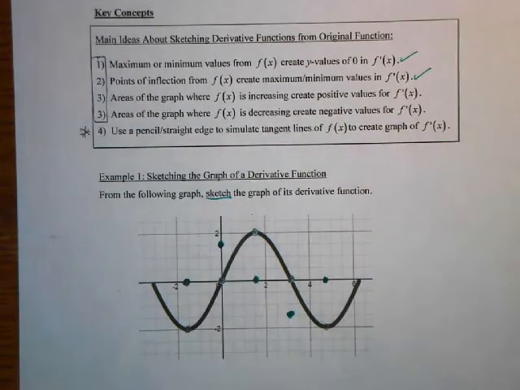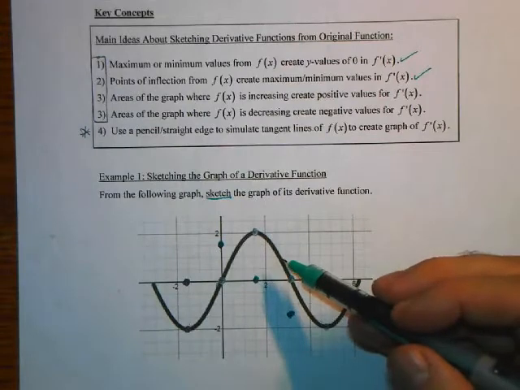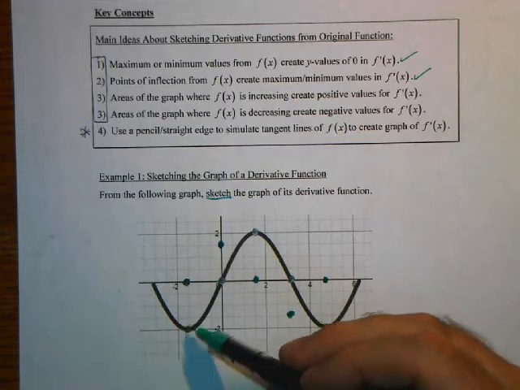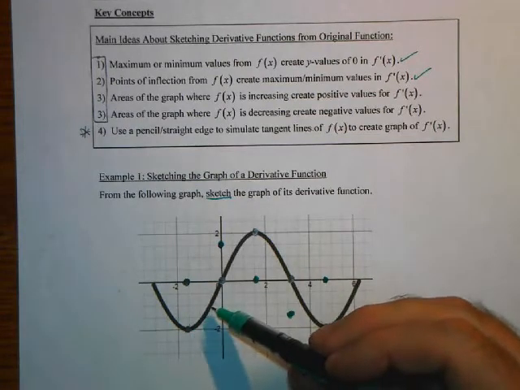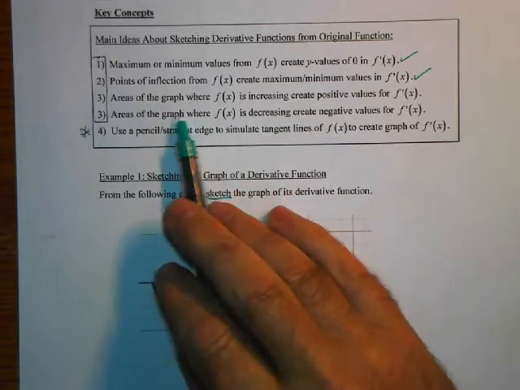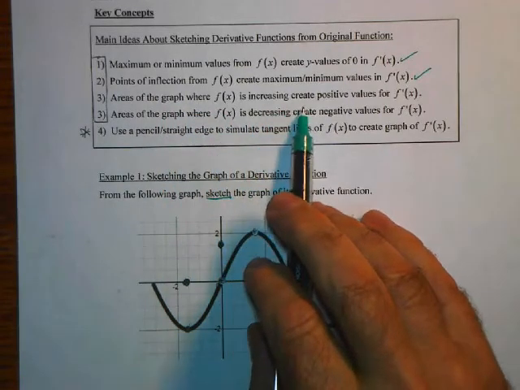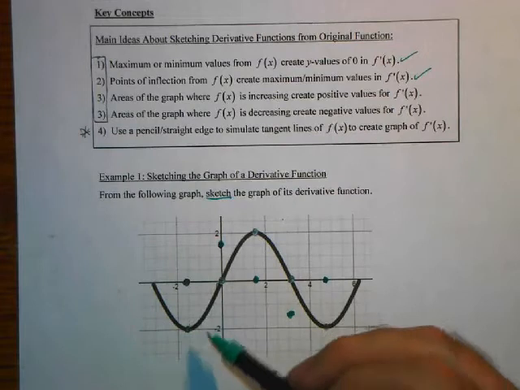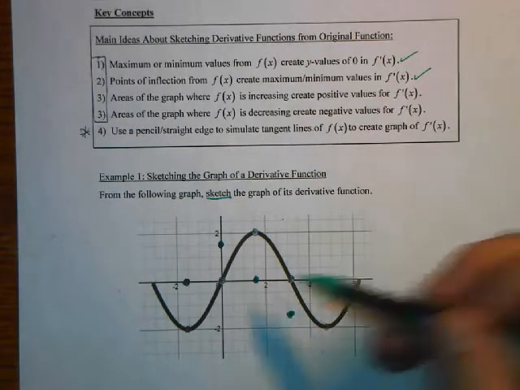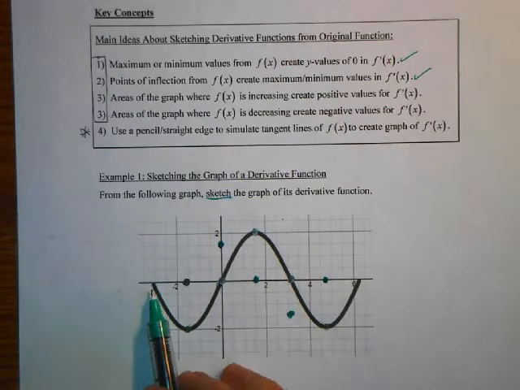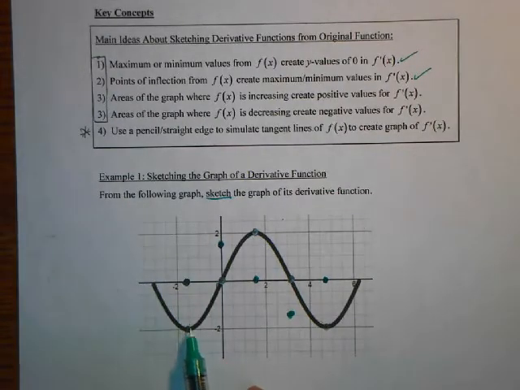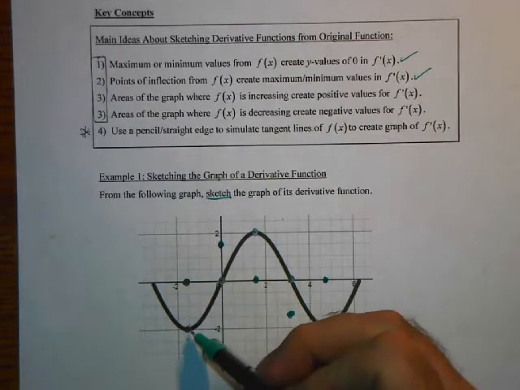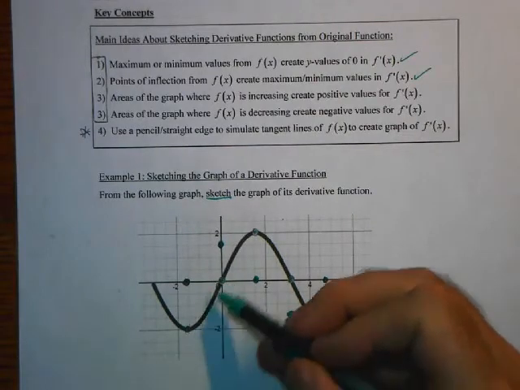Now, the next part is we're looking at where the original function is increasing. So where the original function is increasing means you're going to have areas of the graph where f of x is increasing create a positive value for f of x. So where is this slope increasing? Well, the slope is increasing from here to here. It's increasing from here to here. Actually all the way up to here.